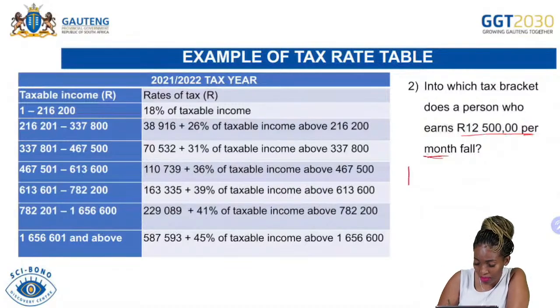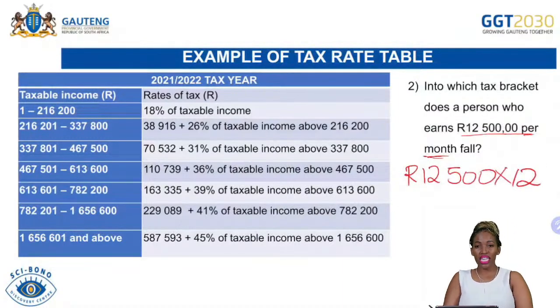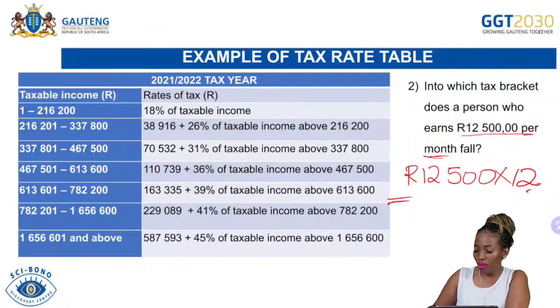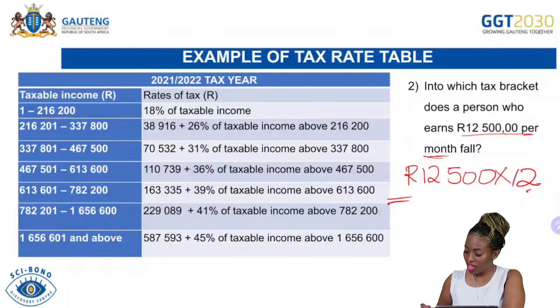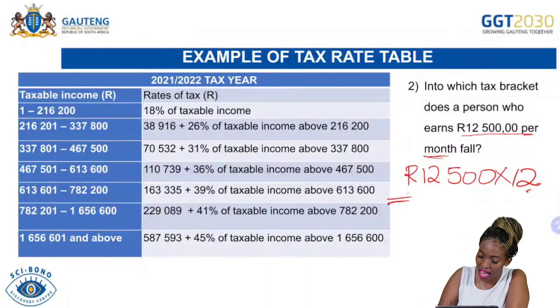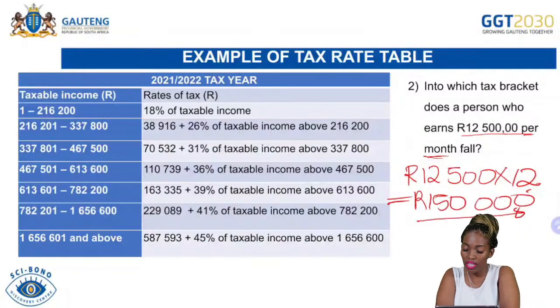And how do we do that? We take the 12,500 and multiply by 12, because in a year we've got 12 months. And this is where your calculator comes in. You take out your calculator and say 12,500 multiplied by 12, and you get the answer of 150,000. That is the answer that you will get.